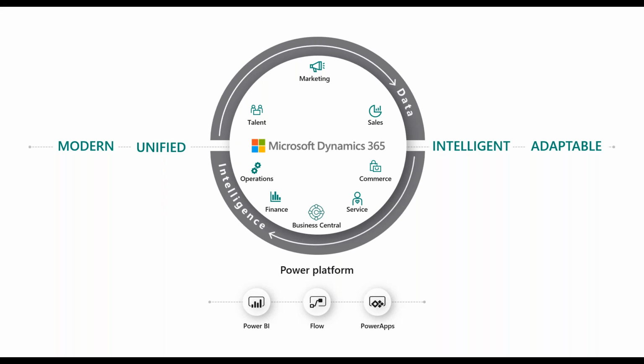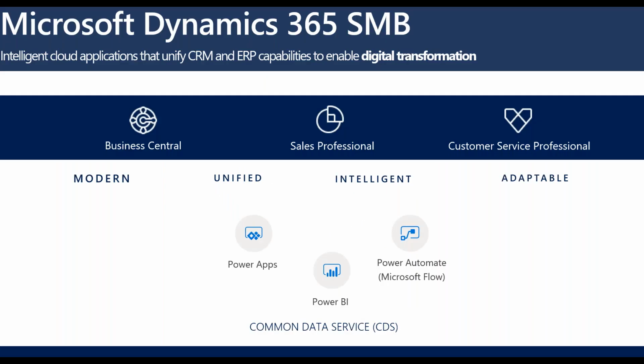Before I jump into that, and Sunny will talk about this a little bit more as well, but for Dynamics 365 SMB, you have Business Central, Sales Professional, Customer Service Professional as a starting point, all modern, unified, intelligent, adaptable, just connected, so they're connected together. And then under that, you can use Power Apps, you can use Power BI, you can use Power Automate, all on the common data service, and all on top of Azure. So that's giving you the full picture of the SMB proposition.